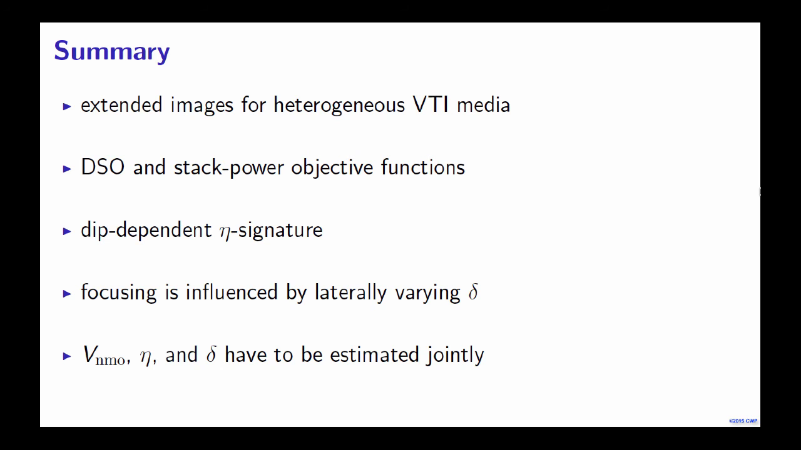And another thing is, in the case when the delta field does vary laterally, we cannot neglect it and invert for the remaining two parameters. VNMO and delta in this case will have to be estimated jointly, but it will require bringing additional constraints or additional information like a check shot VSP, walkaway VSP, and whatever is available.